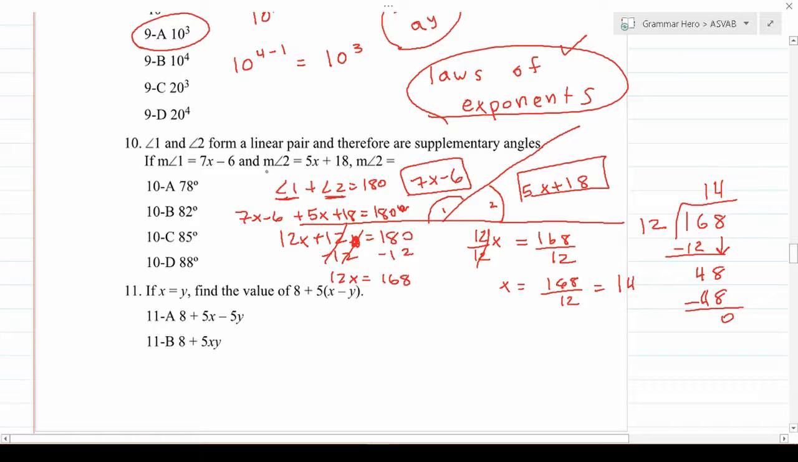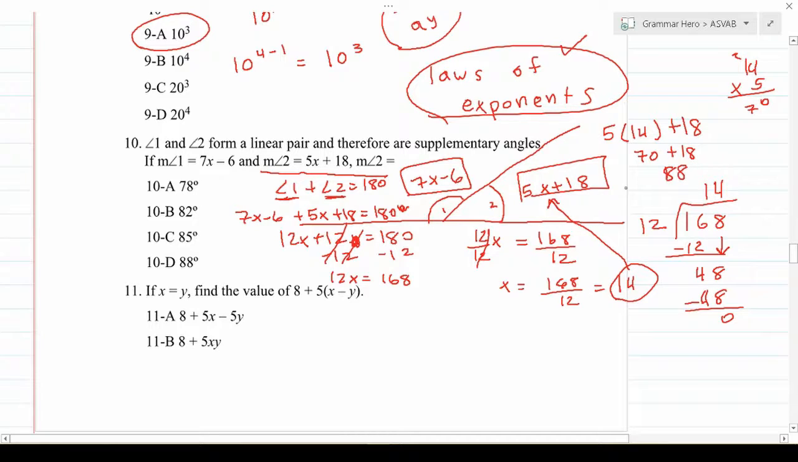Now we want to know the measure of angle 2. Well, we found x, so we can simply plug that in to our equation for angle 2, and we'll find out exactly what it is. So this is, in other words, going to become 5 times 14 plus 18. Let's work this out to the side. 14 times 5. 5 times 4 is 20. Carry the 2. 5 times 1 is 5 plus 2 is 7. So this becomes 70 plus 18. 70 plus 18, of course, is going to be 88. So we can see that this is going to be 88 degrees.